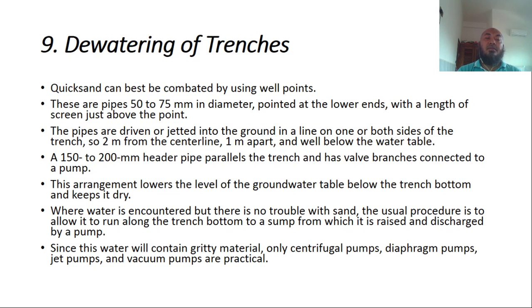A 150 to 200 millimeter header pipe runs parallel to the trench and has valve branches connected to the pump. This arrangement lowers the level of the groundwater table below the trench bottom and keeps it dry.